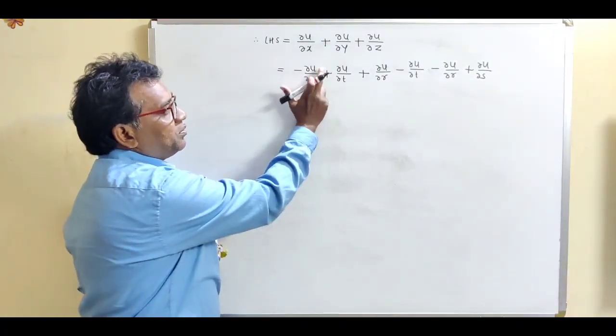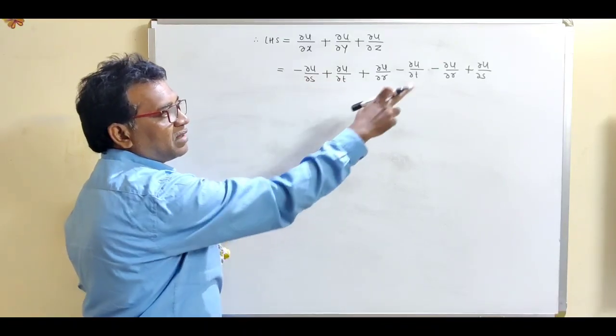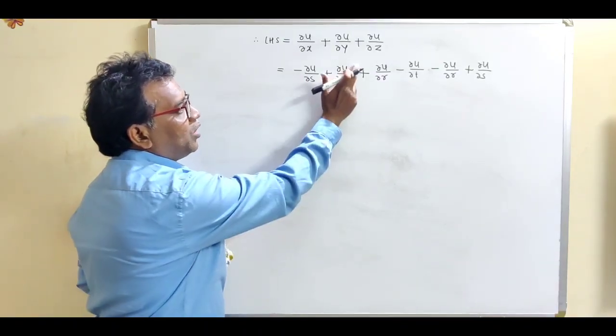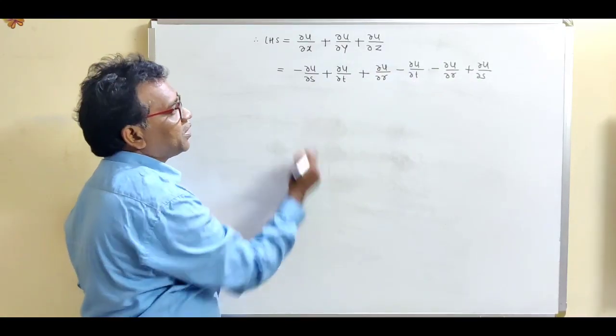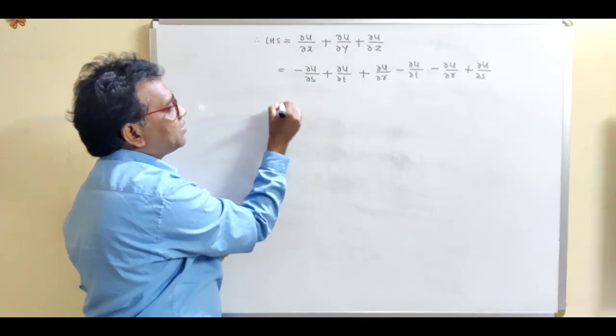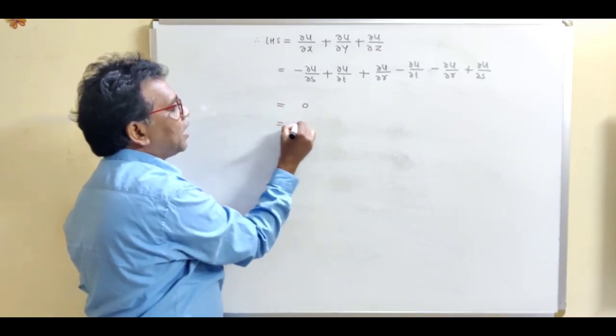So this negative ∂u/∂s cancels with the positive term. ∂u/∂t is positive and this is a negative term. ∂u/∂r is positive and this is a negative term. So they can be cancelled with each other. So this is equal to 0, and this is our right hand side.